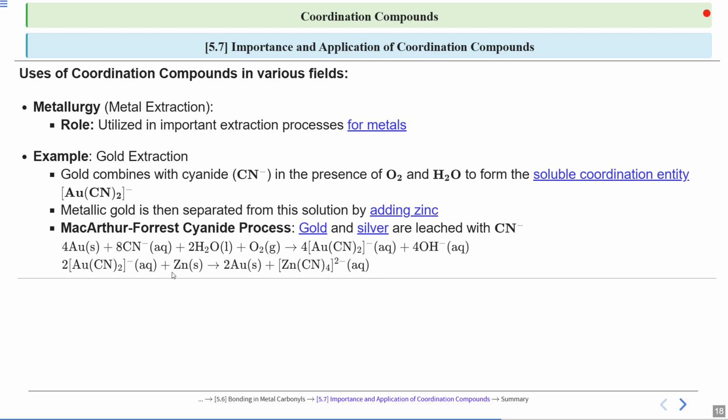Okay, so zinc is going to replace the gold here, or you can say that cyanide as a ligand is going to leave this complex to make the complex with the zinc and bond with the zinc. So this is how the extraction of the gold is happening, and we use the cyanide ligand and the formation of coordination compounds in these extraction processes for metal extraction in metallurgy.